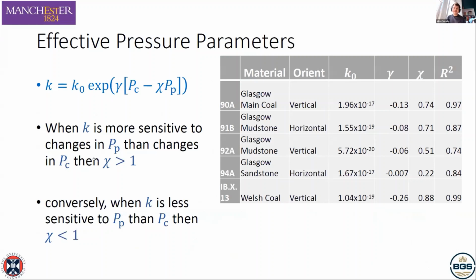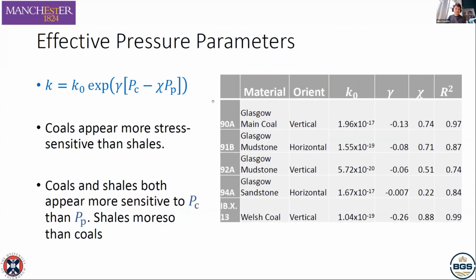And then the second thing we can see is that when the permeability K is more sensitive to change in pore pressure than it is to changes in confining pressure, then this number chi is above 1. Conversely, when it's less sensitive to pore pressure than confining pressure, this number chi will be below 1.